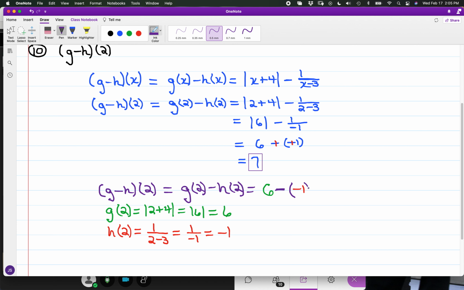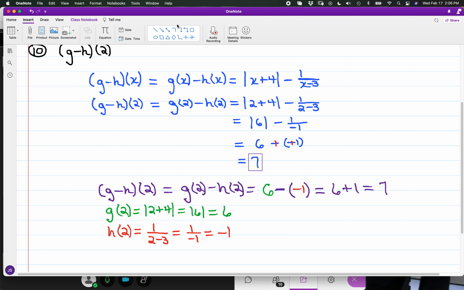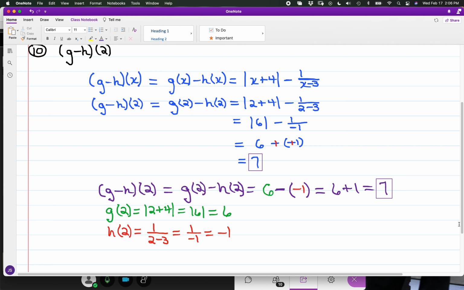And we have with the follow through. Okay, so we have 6 minus negative 1, so we have 6 plus 1, which will be 7. Okay, so two slightly different approaches, and both of them are nonetheless correct.